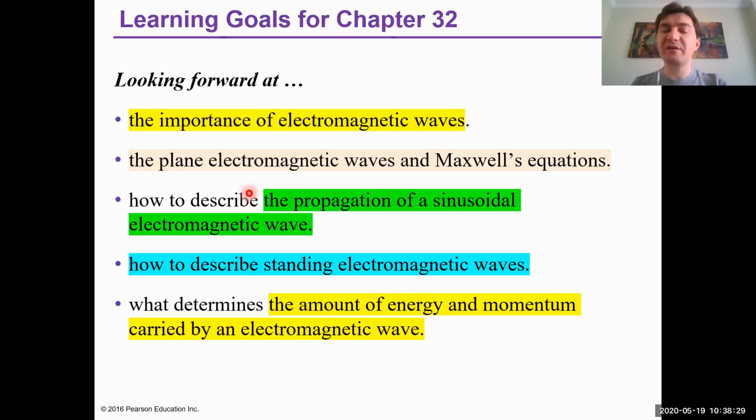The important thing here is that we have three different electromagnetic waves. We will discuss this in that chapter: plane electromagnetic waves, sinusoidal electromagnetic waves, and standing electromagnetic waves. We will discuss these three types of electromagnetic waves. Today, I will try to finish that part and also that part.